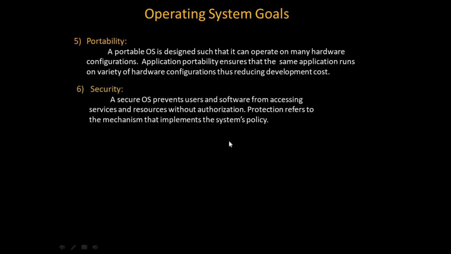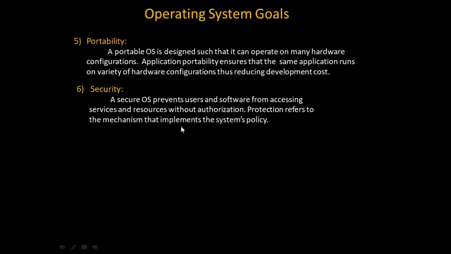Another operating system goal is security. A secure operating system prevents users and software from accessing services and resources without authorization. Protection refers to the mechanism that implements the system's policy. So a secure operating system prevents users and software from accessing services and resources without authorization.